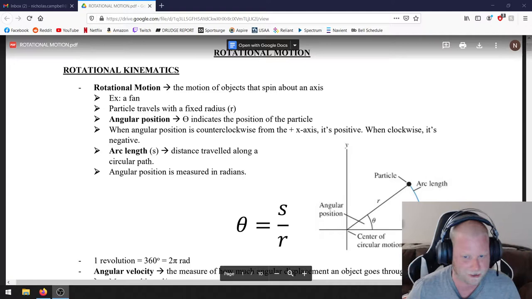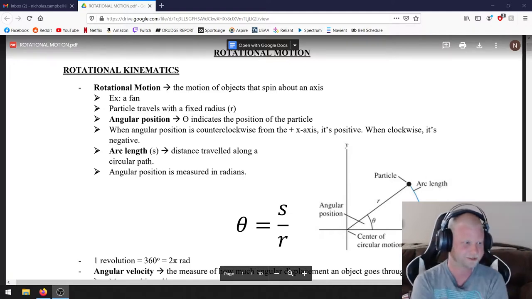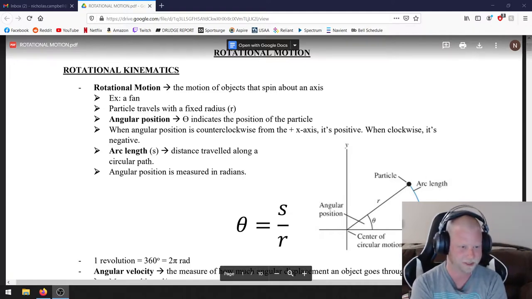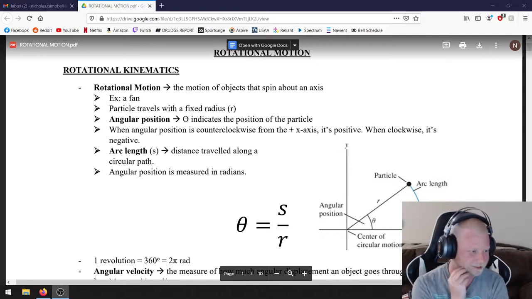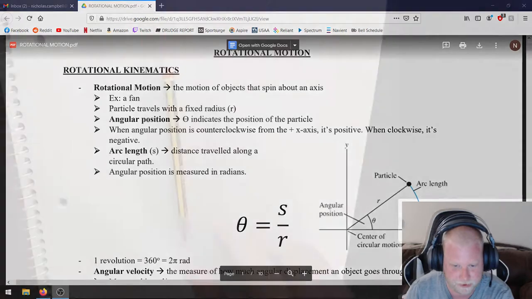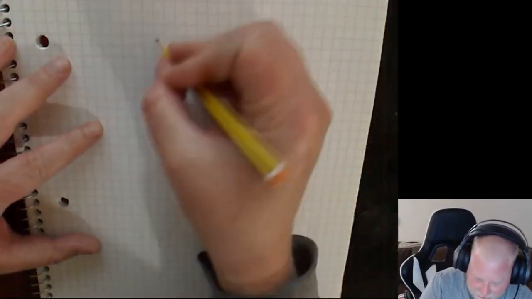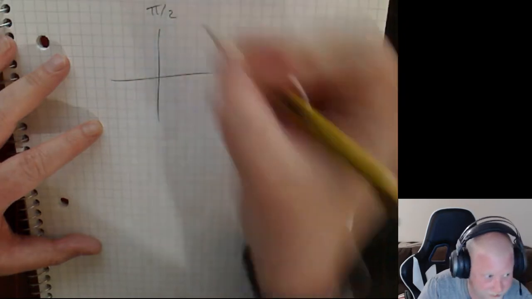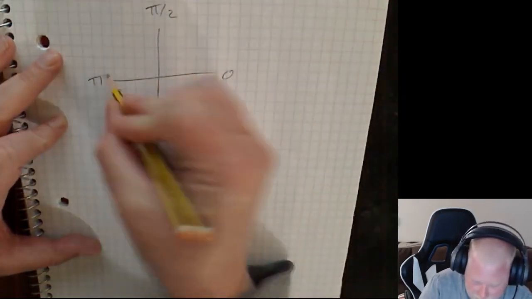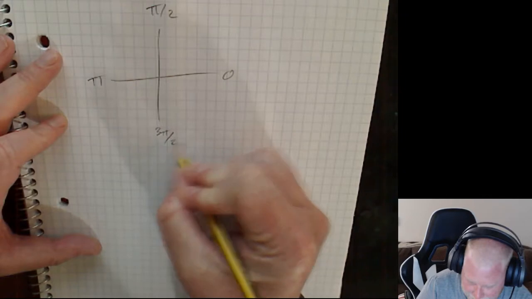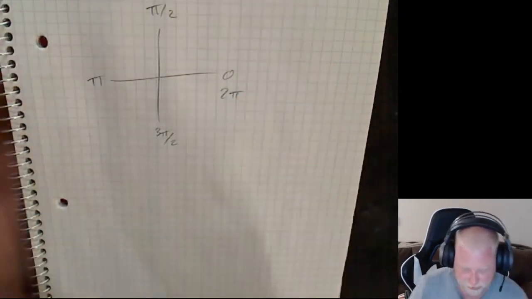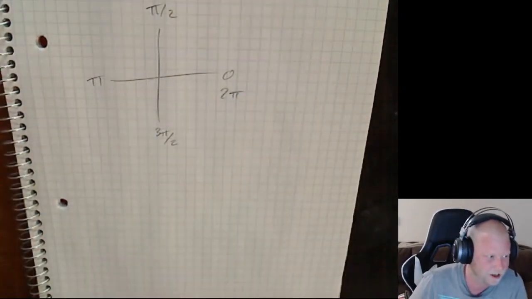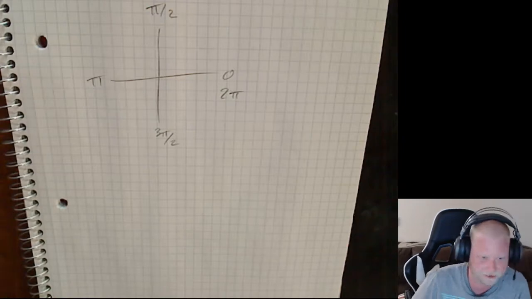And now theta is going to be measured in radians. So make sure that you are at least a little bit familiar with the unit circle, at least in terms of this being 0, pi over 2, pi, 3 pi over 2, and then 2 pi. That's pretty much all you probably need, but it is helpful to have that understanding of the unit circle.